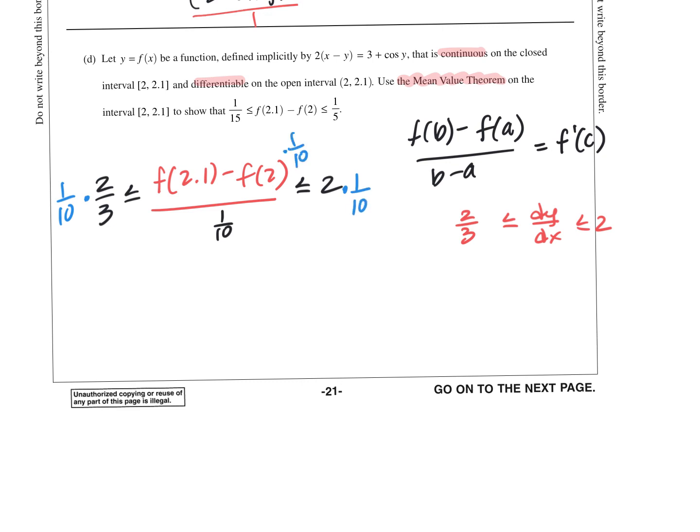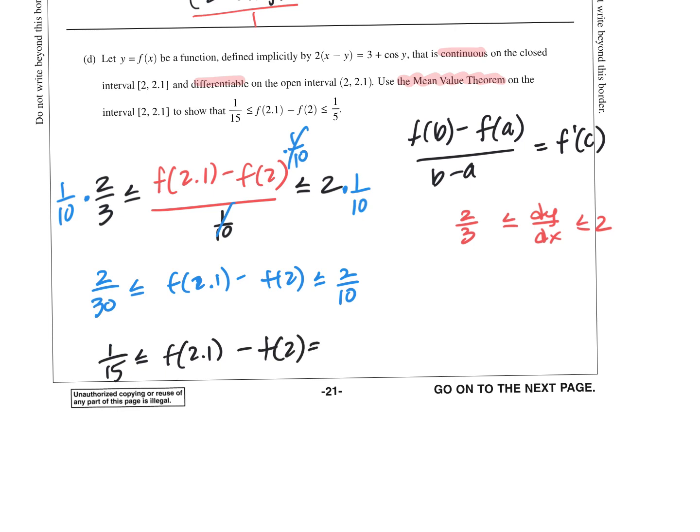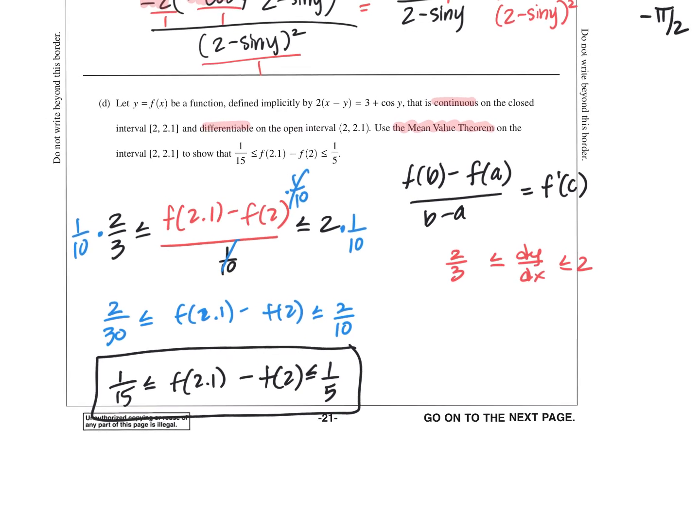If we multiply everything by 1/10, I'd get 2/30. The 1/10s are going to cancel out here. f of 2.1 minus f of 2 is less than or equal to 2/10. Is that going to simplify to what they want? 1/15 is less than or equal to f of 2.1 minus f of 2, which is less than or equal to 1/5. That's disgusting. And again, you guys, that is to separate the 5s from the 5s. You do not need to even write anything here to get that 5.